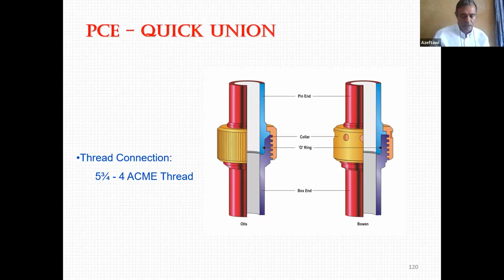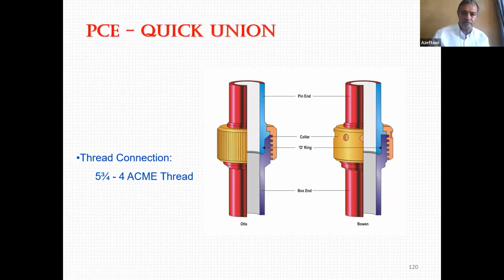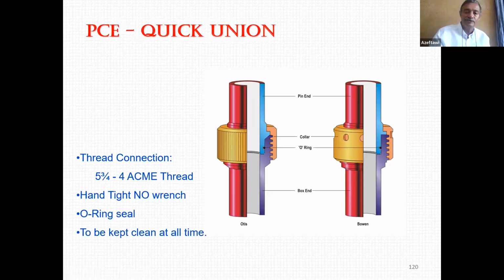But this type of thread, which is an Acme thread, the thread itself does not make the seal. What makes the seal is this black spot here. You see, this is the O-ring. This is what makes the seal. That's why this type of thread, the Acme thread, is hand tight, no wrench, because what makes the seal is this one. It's different than the MPT. This is the MPT thread.